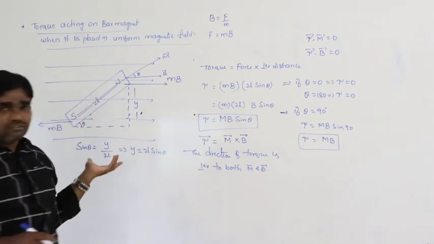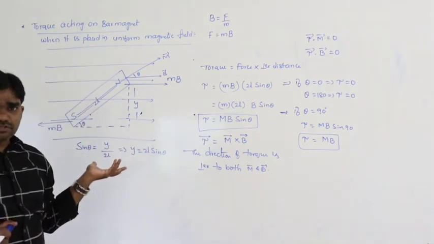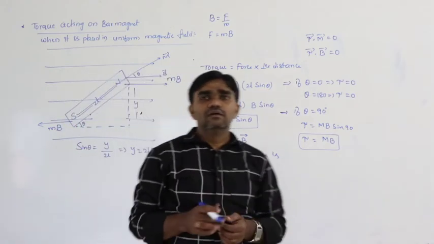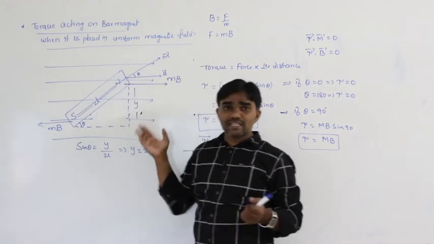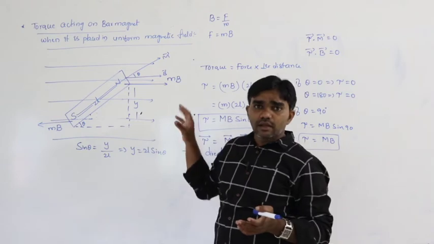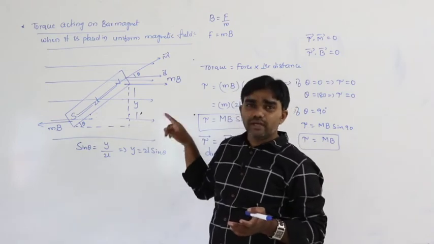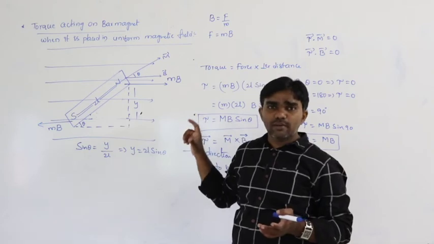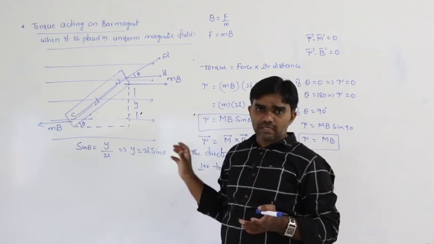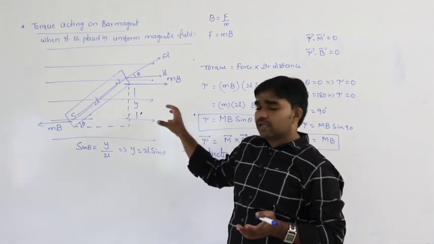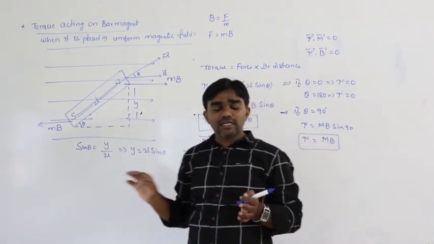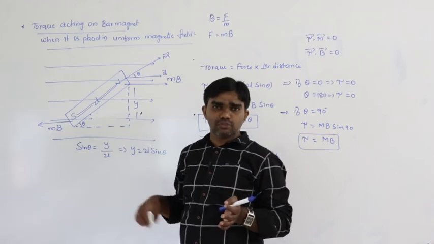So, that is why the forces must be the same. If the forces are the same, then these two forces cancel each other. So that is why it experiences only rotatory motion. That means, if the magnet is placed in a uniform magnetic field at a certain angle, then the magnet experiences only rotatory motion. It does not experience any translatory motion.